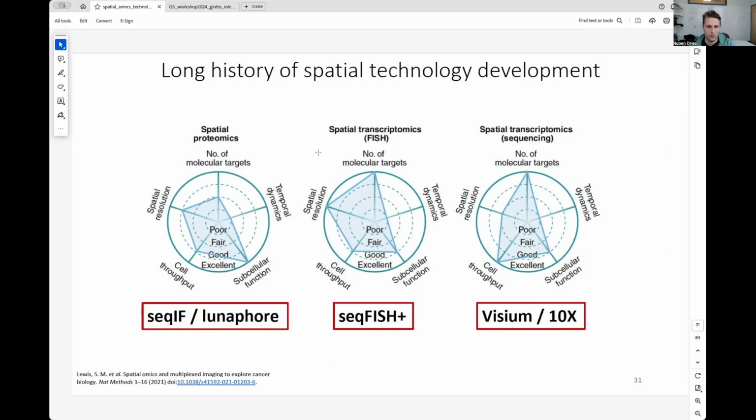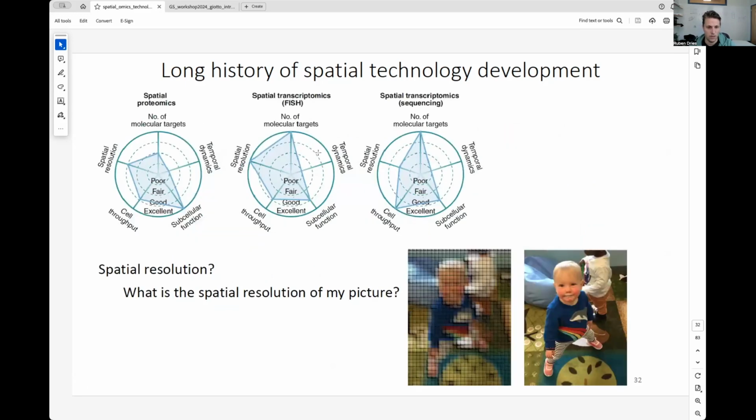And they all have their advantages, as you see here. I want to quickly go over this and show you what they all mean. One is spatial resolution. What is the resolution of my picture? Is it at the subcellular level, at the cellular level, maybe at the niche level? It really matters because if you have a pixelated picture, you can see something, but if you have really high resolution data, it might look completely different.